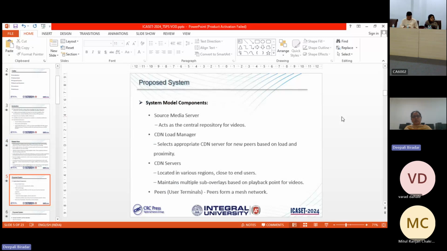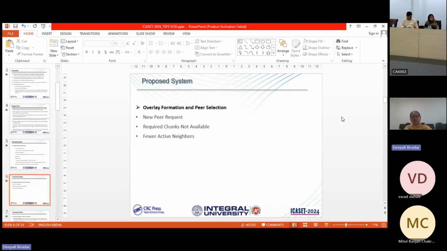Here we are considering the hybrid system. For our hybrid system, there are 4 components. The first is the source media server, in which all the compressed videos are stored. Then there are different CDN servers placed at different geographic locations. Whenever any request comes, there is the CDN load manager, which, depending on the proximity and the load, assigns the request to a particular server. The fourth component is the peer, that is, the end user, which forms the mesh overlay.